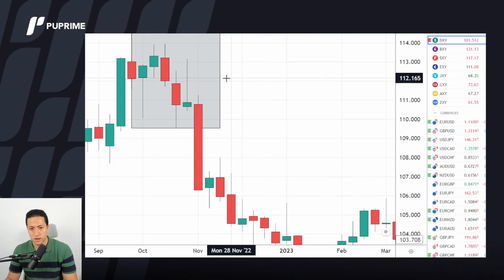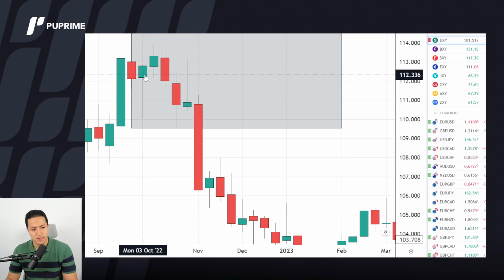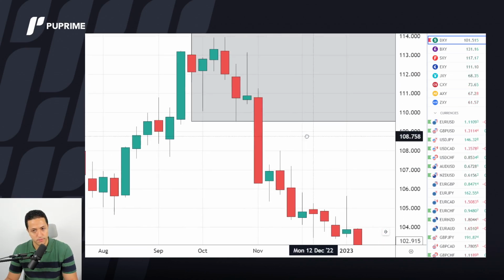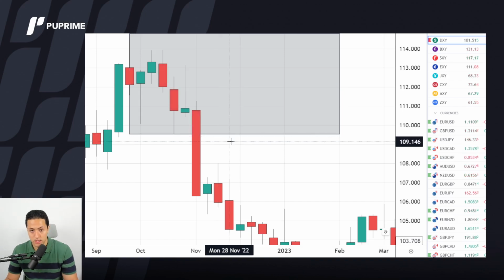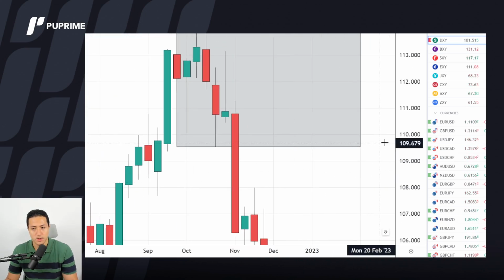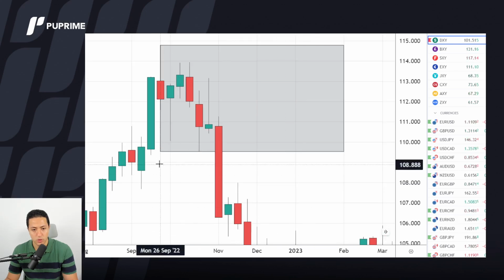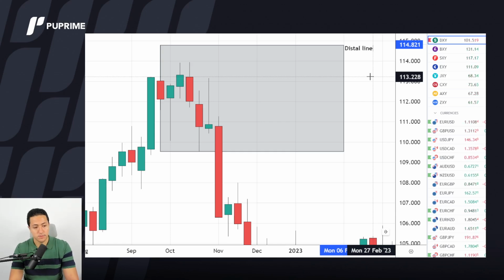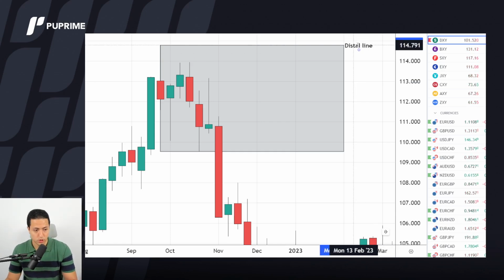Are you guys following me? That's my base. Somewhere inside it is where we started this selling pressure. How about the preferred version? Can someone tell me roughly at which price my preferred would be? So this is my distal line. This is the extreme. Where should my proximal line be if I'm working with the preferred version?